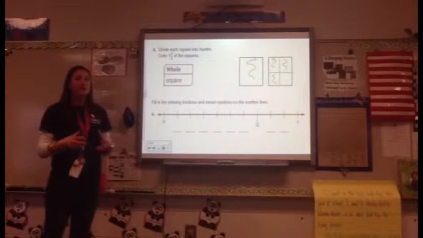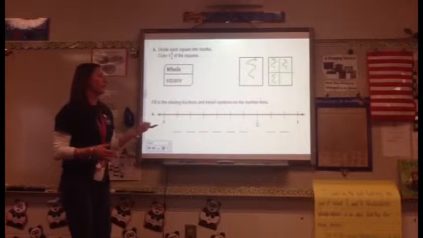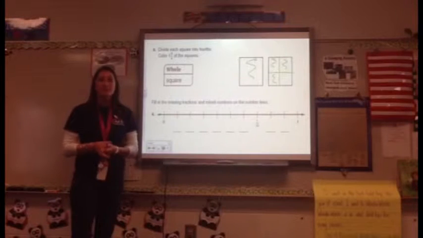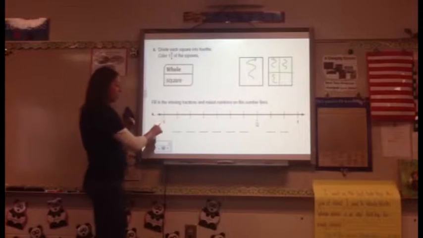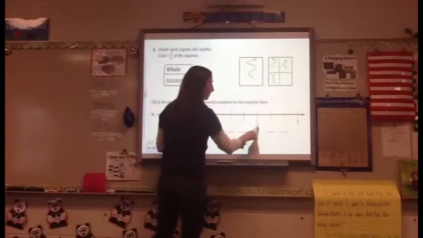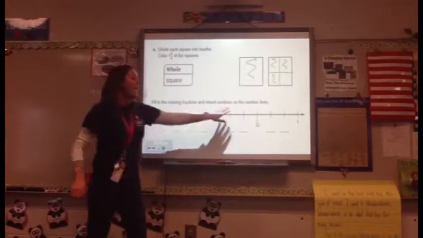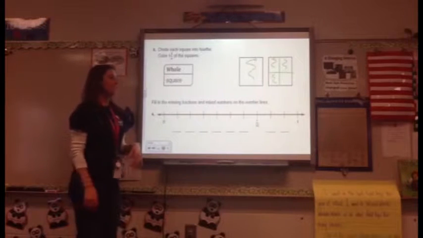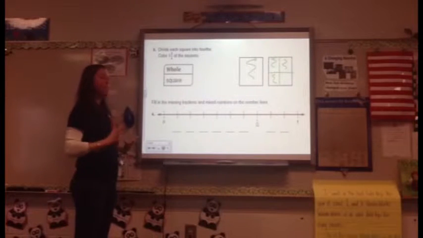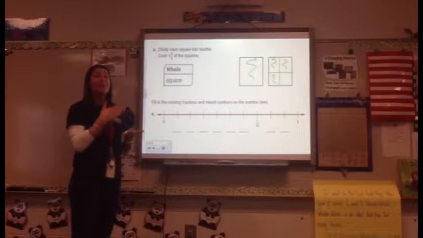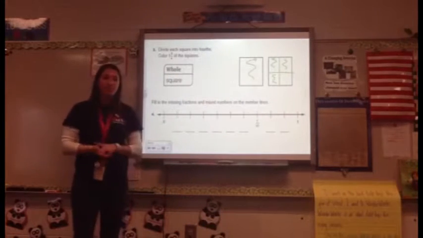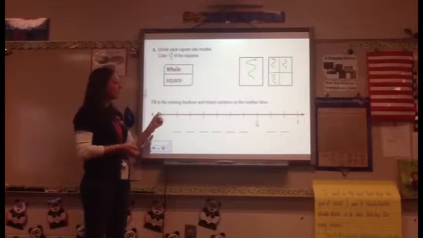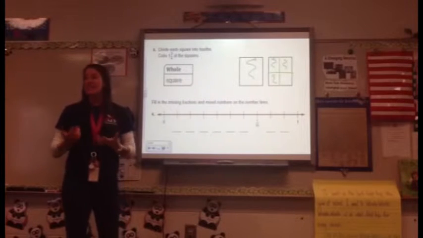Okay, after dividing our shapes into fractions, now we're going to learn how to place fractions on the number line. We have to notice that our fractions in between our whole numbers have a numerator and then a denominator, okay? We want to figure out how many spaces or how many pieces in between our whole is cut up into. Our whole numbers here are 0 and 1. They give us a hint.